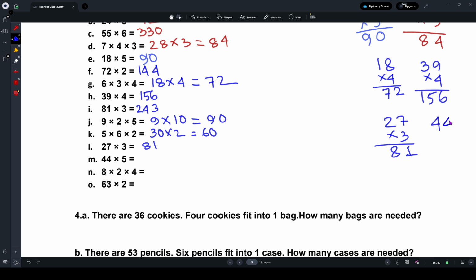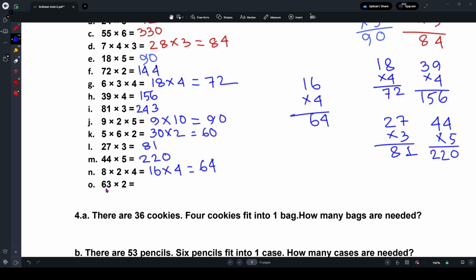44 times 5. 4 times 5, 20. 0, carry 2. 5 times 4, 20, plus 2, 22. Here is 220. Next, 8 times 2 times 4. 8 times 2 is 16 times 4. So 16 times 4, we can write 6 times 4 is 24. So 4, carry 2. 4 times 1, 4, plus 2, 6. So here is 64.